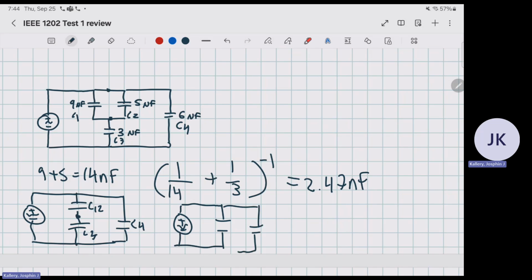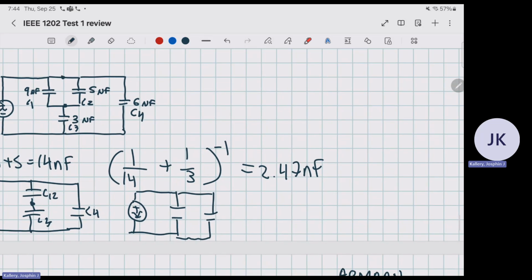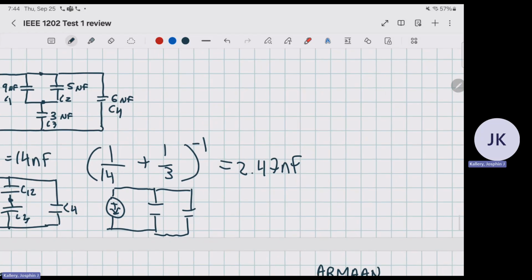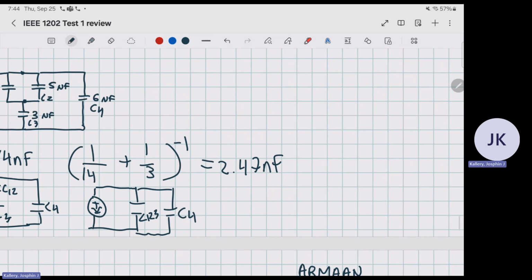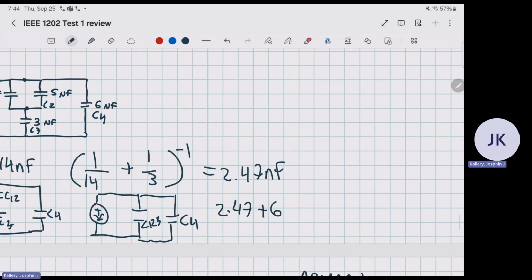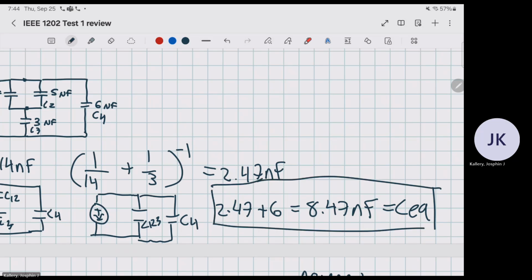one capacitor here. So now we will be solving for the equivalent capacitance. This is C4, this is C1, 2, 3. To combine them, they are in parallel, so you can simply add them. So we have 2.47 plus 6, which would equal 8.47 nanofarads, which is equal to your CEQ. That is your final answer.